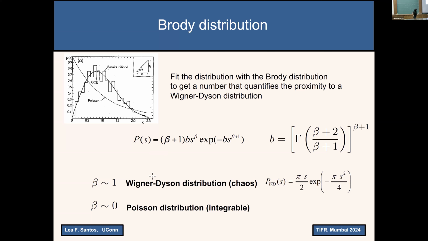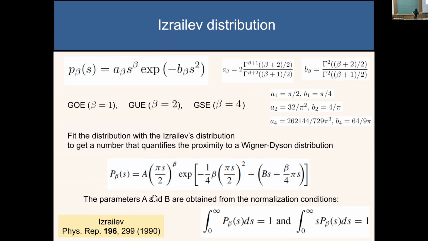This is the distribution by Brody. There is another one I want to mention, from Izrailev. It's another equivalent kind of equation, but when you do the fitting with this one, the beta parameter can also go to the unitary and the symplectic ensembles. Usually we don't need that, but just for you to know.